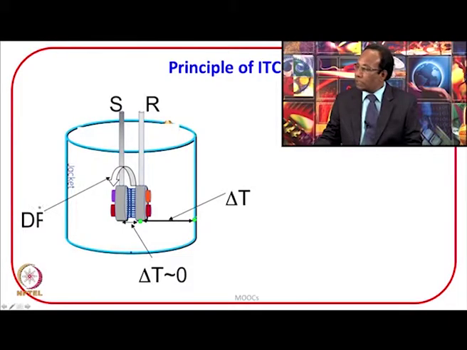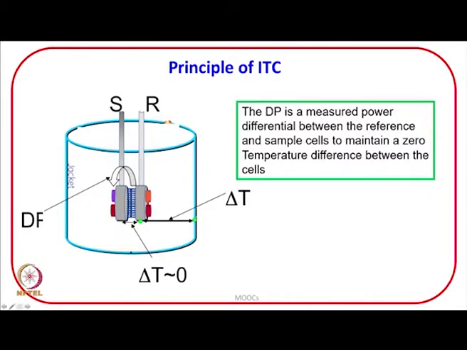And that differential power is measured. That is what is commented here: the differential power dP is measured between the reference and sample cells to maintain a zero temperature difference between the cells. This is the basic principle of isothermal titration calorimetry. And everything is protected by an adiabatic shield.